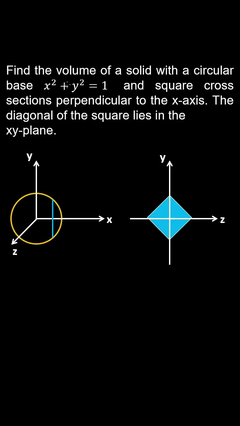Find the volume of a solid with a circular base and square cross sections that are perpendicular to the horizontal axis. So therefore the sections lie in the yz plane. And the diagonal of the square lies in the xy plane, so the diagonal here is described by 2y, where we're going to take y as the positive root of that equation.